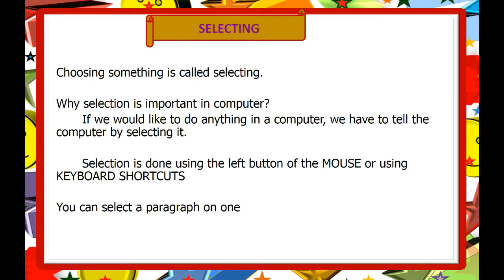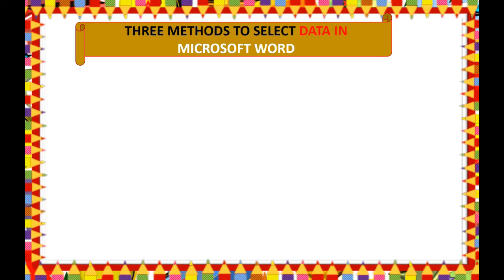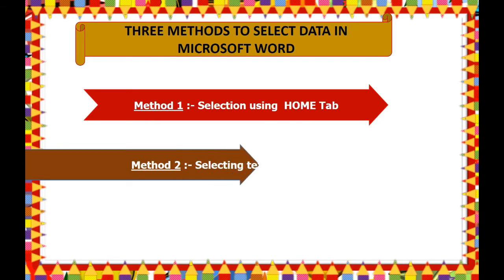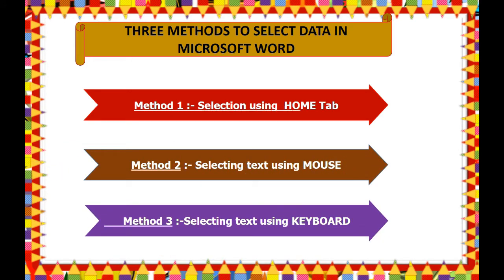Likewise, if you want to do any action on a word, a text, or a paragraph, anything inside the computer, first you have to tell the computer what you want. This is done using selection. We can select a text, paragraph, or word, anything, by using the mouse and the keyboard. For selection, we use the left button of the mouse. Now let's see the different methods to select items inside MS Word using the mouse.